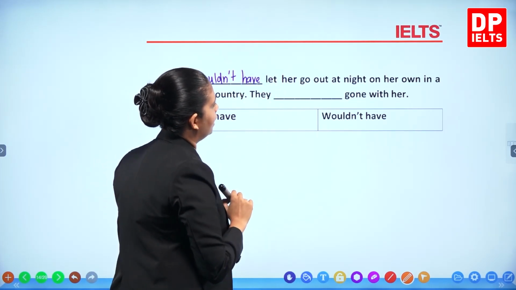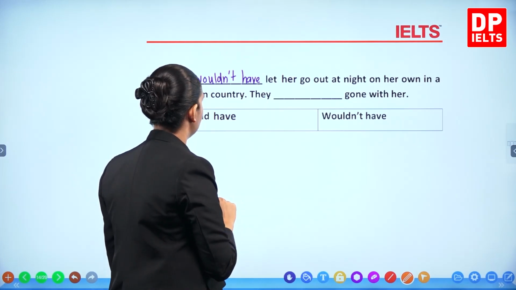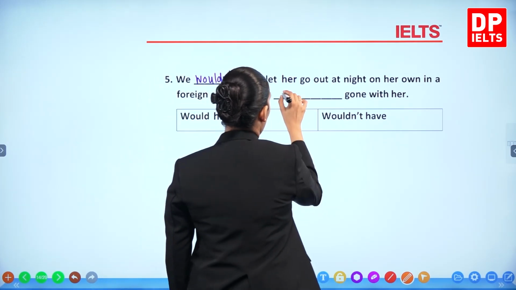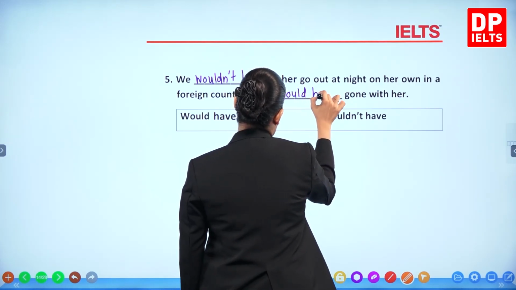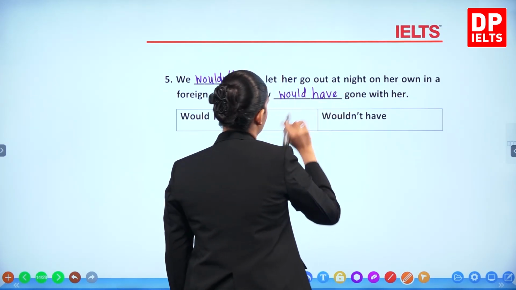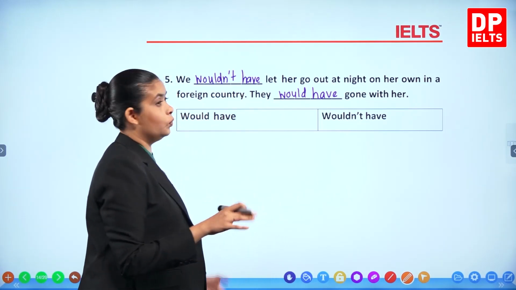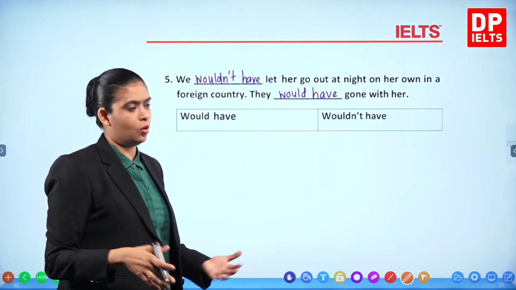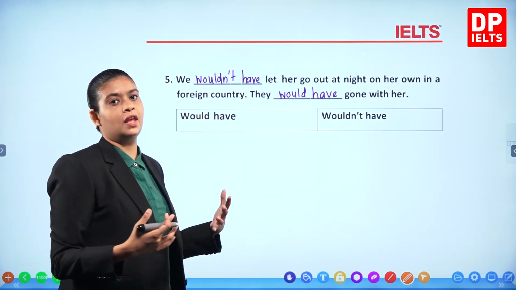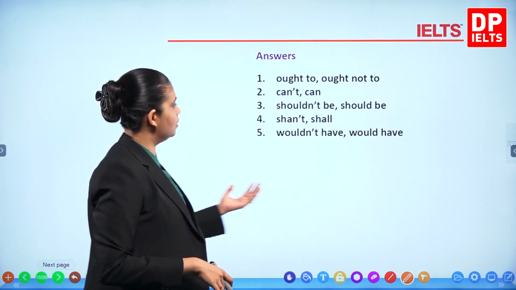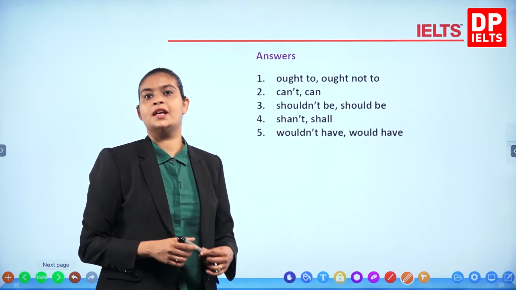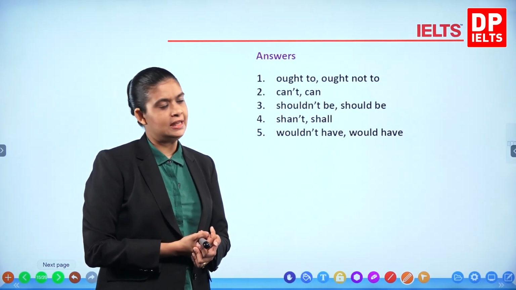Let her go out at night on her own in a foreign country. They would have. Right? Because it's in a foreign country, we wouldn't have let her go out all alone. So, it's better if they would have gone with her. So, here are the answers, double check and see if you've got the same.